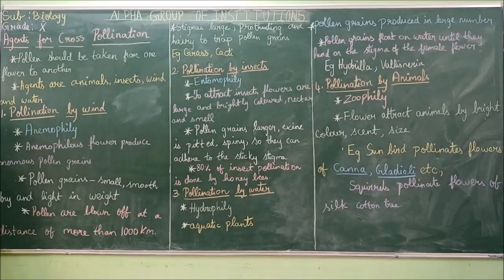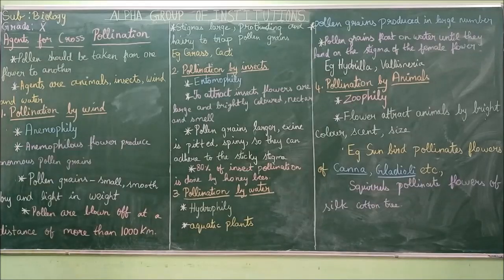In the last board, we saw the types of pollination: self-pollination and cross-pollination. For cross-pollination, the pollen grains transfer from one plant to another. For transferring pollen grains from one plant to the other, we need agents. Now here we are going to see those agents for cross pollination.